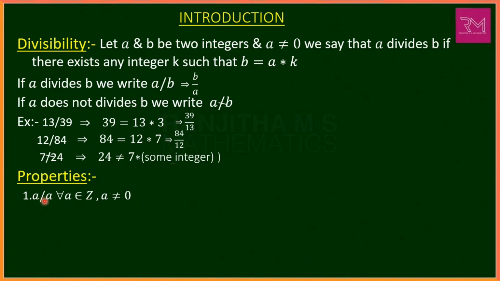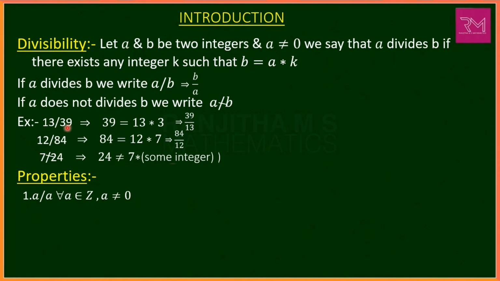First property is a divides a for all a belongs to Z, where Z is the set of integers, and a not equal to 0. If these two conditions hold, we can take a divides a. For example, 2 divides 2, because we can write 2 as 2 into 1. So we can write 2 divides 2 in the form b is equal to a into k. So a divides a holds for all a belonging to the integers Z, and the main condition is a does not equal 0. A must not be equal to 0.